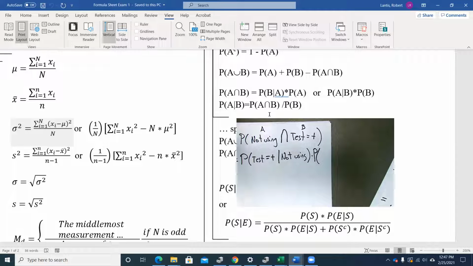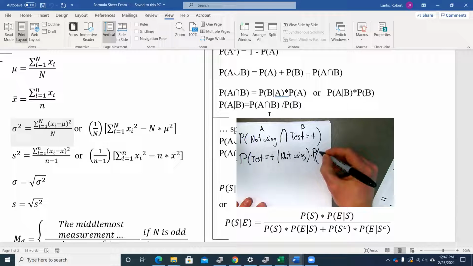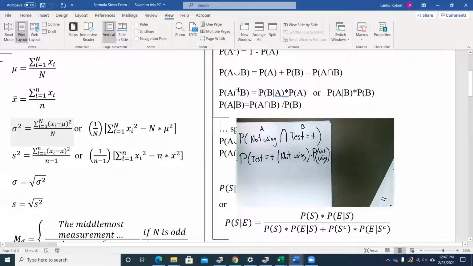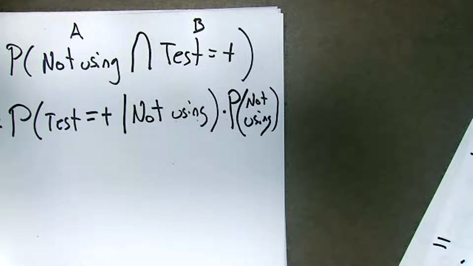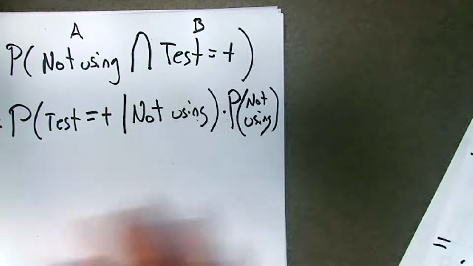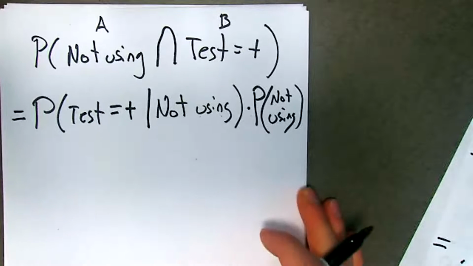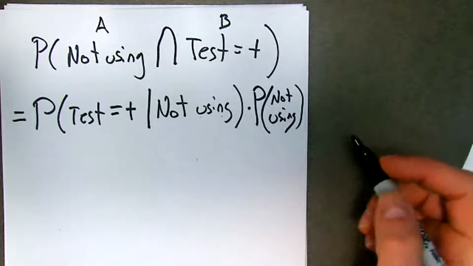And then I didn't leave myself a lot of room here, so I apologize, but multiplied by the probability of A, well, my A here, or what I'm conditioning on, is that they're not using. So I just wrote out this equation in the context of my example. I'll make this a little bit bigger so we can see that now. Any questions on that so far?